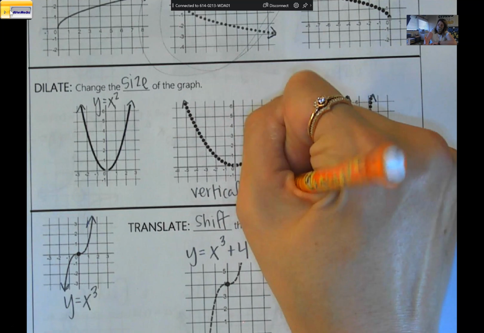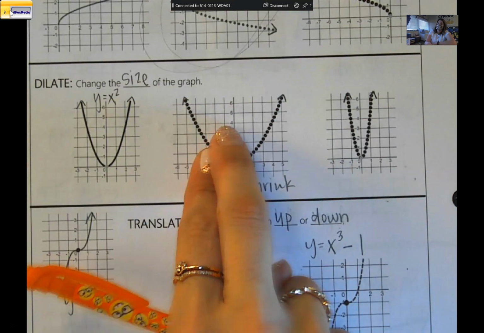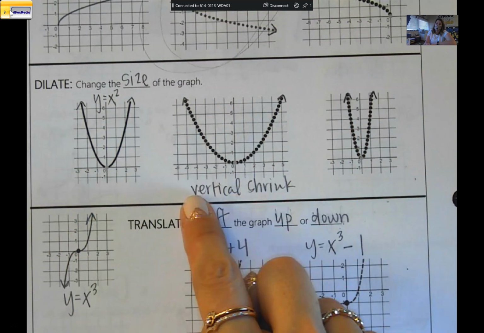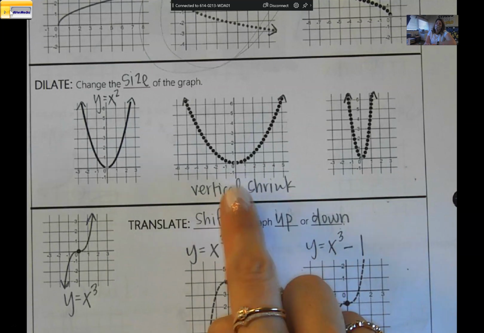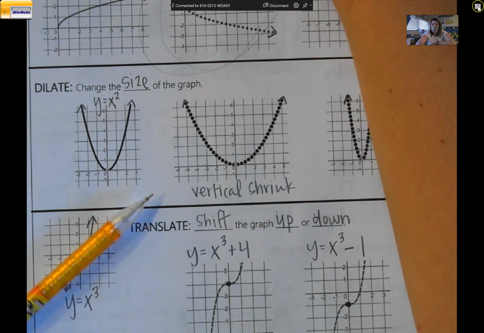What the what indeed, because it's opposite. To me, this looks like we stretched out the parabola, but we're talking about the vertical change. So this is a vertical shrink. And I'm going to use Desmos to show you why.